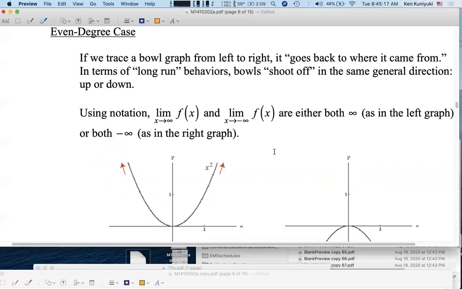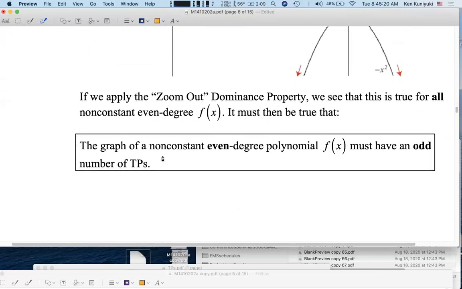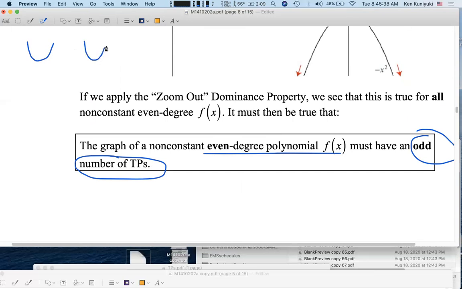Which means that you have to have an odd number of turning points. The graph of a non-constant even degree polynomial must have an odd number of TPs. Because a bowl can turn around once, and then all future turning points have to come in pairs. If you turn around again, it has to turn around again. And then if it turns around again, it has to turn around again. So after the first turning point, all subsequent turning points have to come in pairs. So odd number of turning points. Could be 1, could be 3, could be 5, and so forth, depending on the degree.